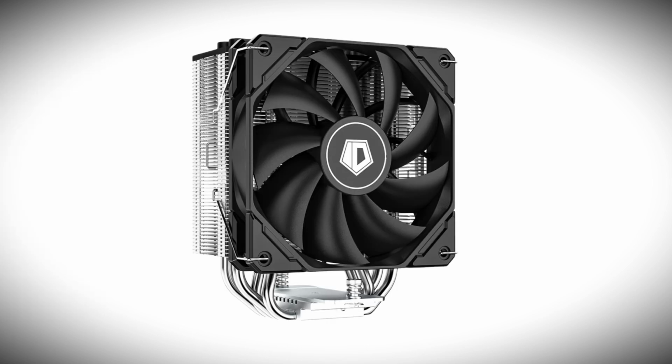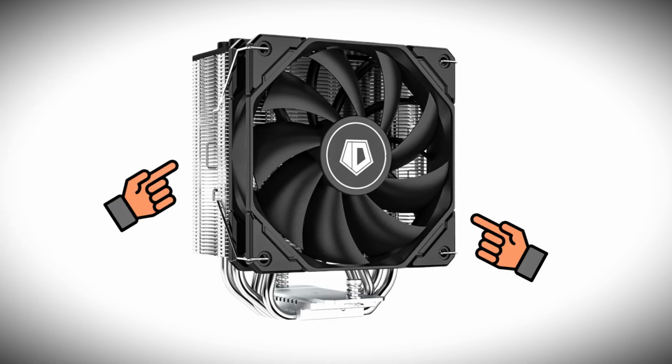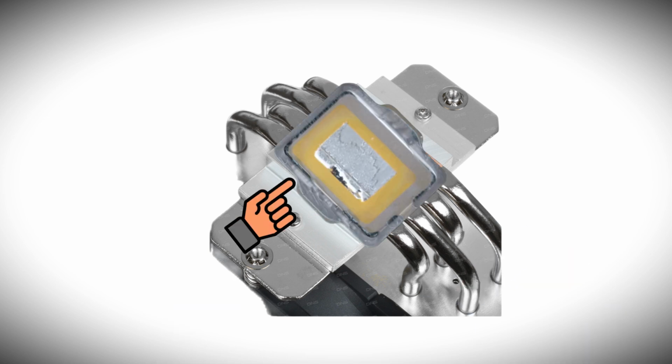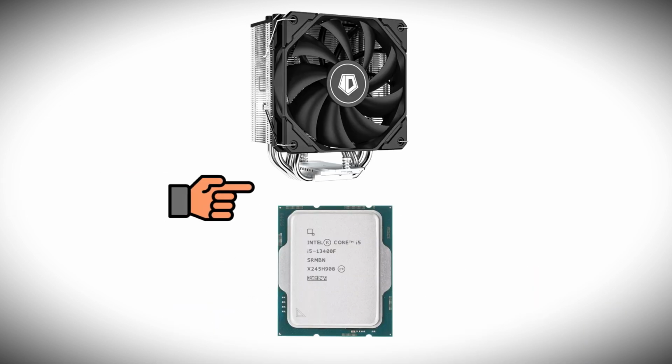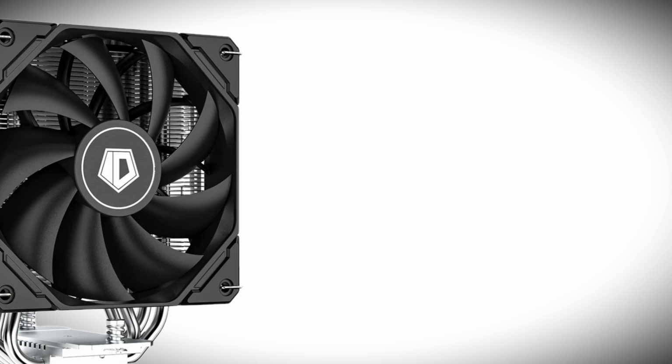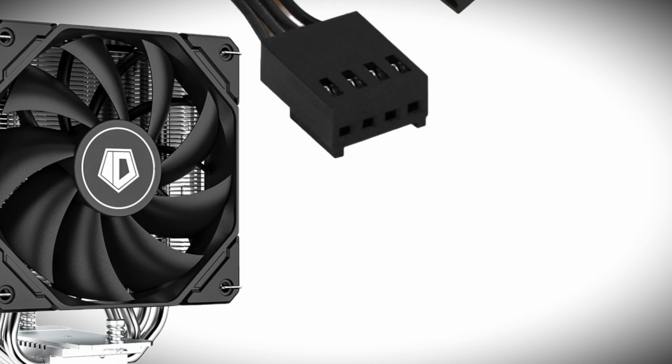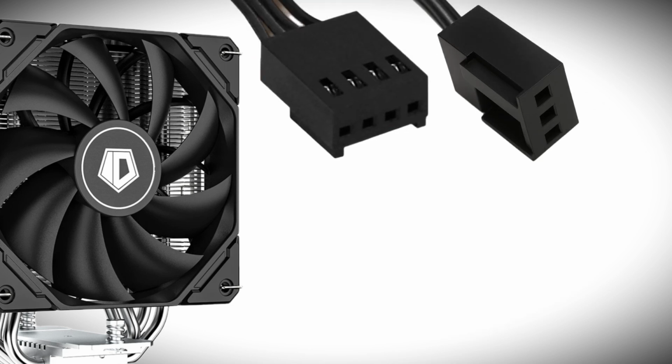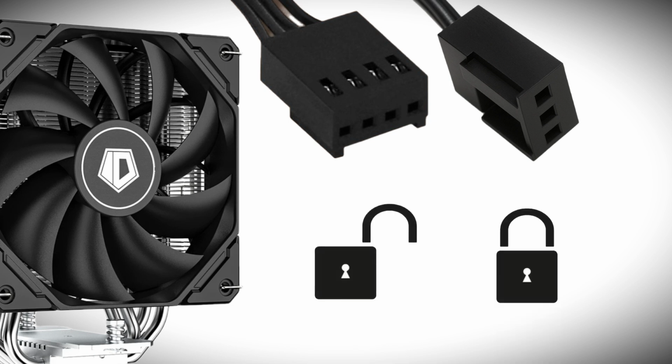A CPU cooler consists of a heatsink, a fan, and a base that makes direct contact with the CPU's heat spreader. Between the processor and the cooler is thermal paste, which ensures a tight connection and effective heat transfer. The fan is connected to the motherboard using either a 4-pin or a 3-pin connector. 4-pin fans allow for variable speed control, while 3-pin fans operate at a fixed speed.